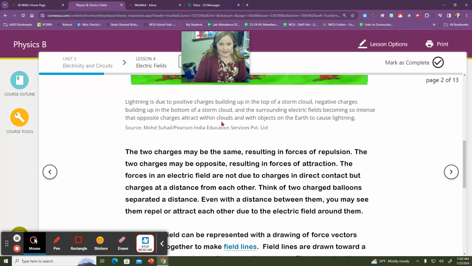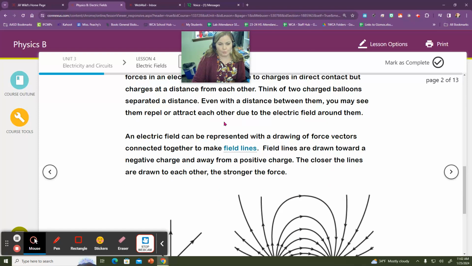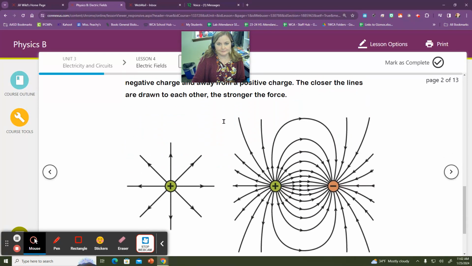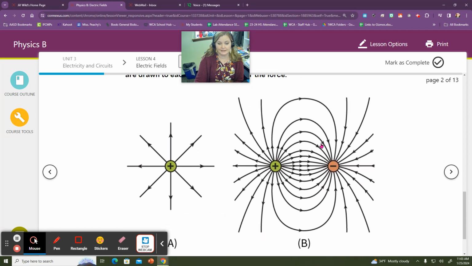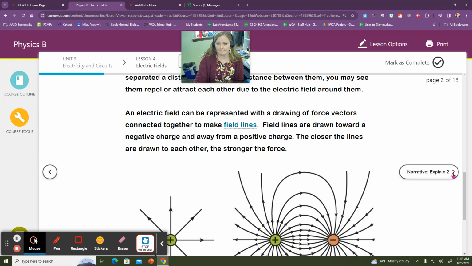When we look at fields around charges, they are in different directions. Around a positive charge, the field lines will point outwards from that charge. And around a negative charge, the field lines will point inwards towards the negative. So remember, outwards from positive and inwards from negative.